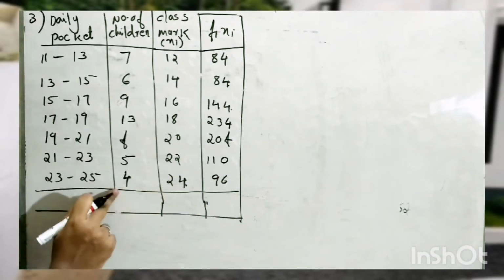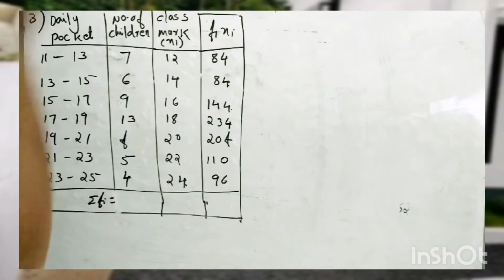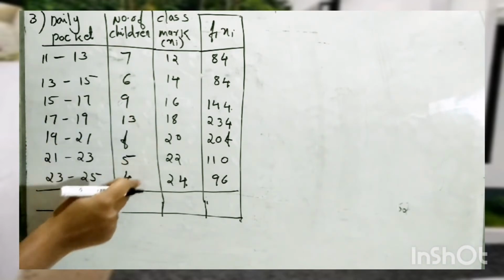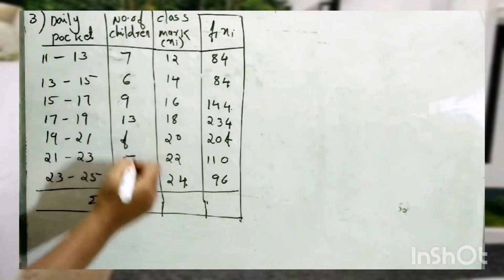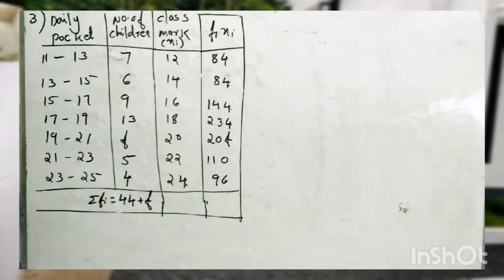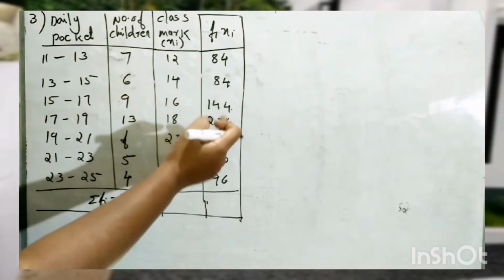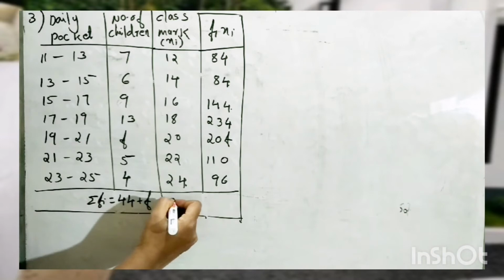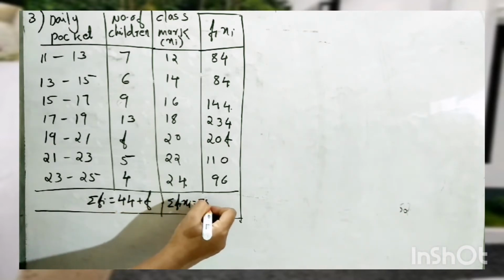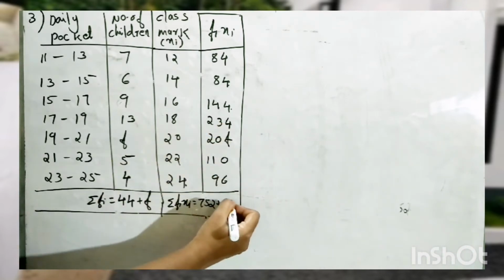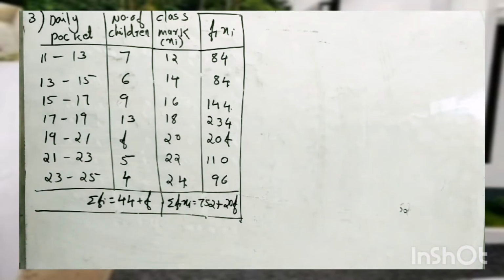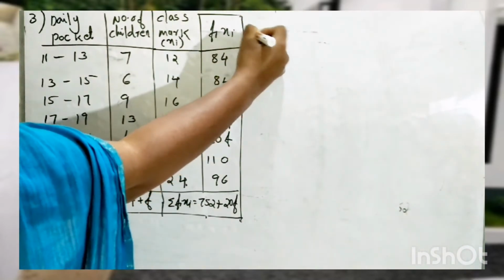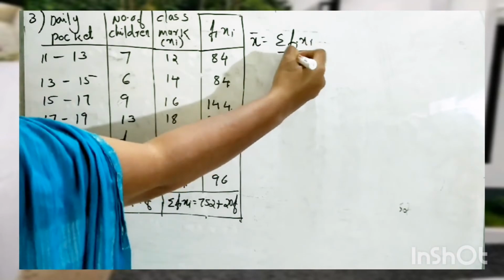And summation Fi, if you calculate, that is 7 plus 6 plus 9 plus 13 plus 5 plus 4, we get 44 plus F. And summation Fi Xi, 84 plus 84 plus 144 plus 234 plus 110 plus 96, we get 752. So summation Fi Xi is equal to 752 plus 20F. Summation Fi is 44 plus F. Using the direct method, we know that x bar is equal to summation Fi Xi divided by summation Fi.